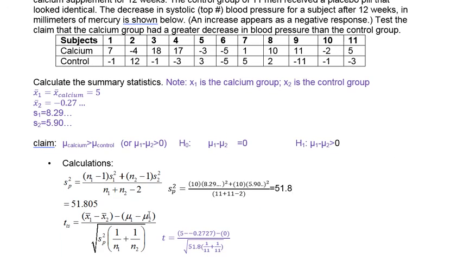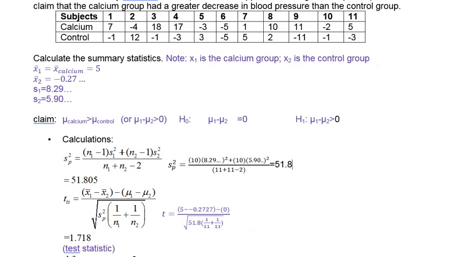Again, that mu1 minus mu2 comes from our claim, which is where we use those zeros, so that's always going to be 0. That gets to drop off. Our other means are 5 minus negative 0.2727, so be careful with those minuses, minus a negative means plus. Plug in our other values, and we get a test statistic of 1.718.